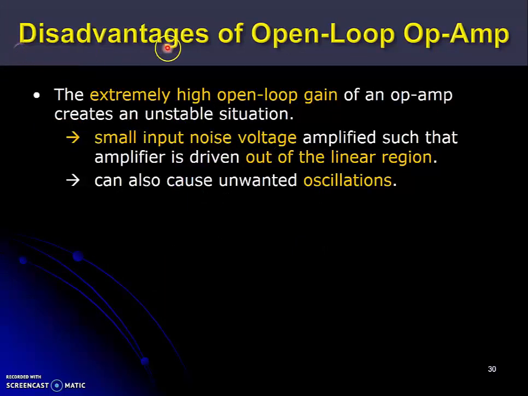Let's list down the disadvantages of an open-loop op-amp. Because of the extremely high open-loop gain of an op-amp, even a small input noise voltage can cause the output of the op-amp to be saturated, and the operation of the op-amp becomes out of the linear region. It can sometimes even cause the output to oscillate.